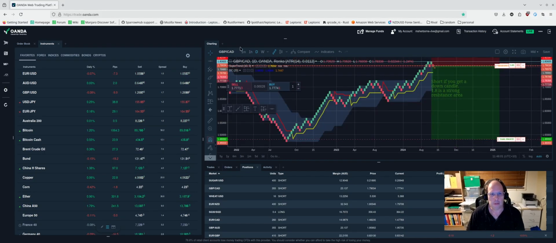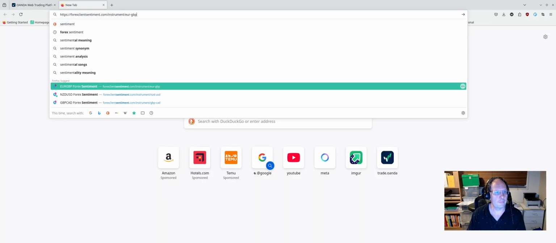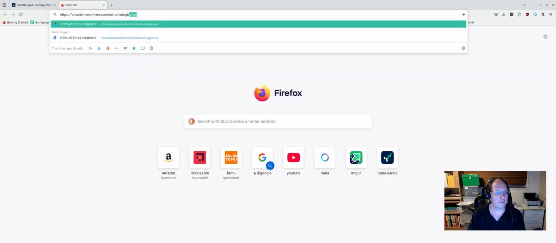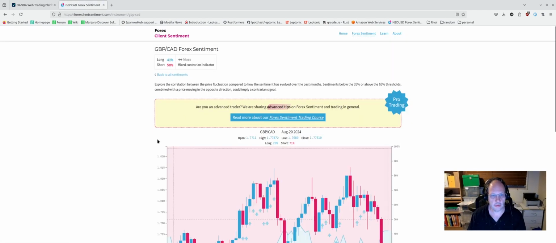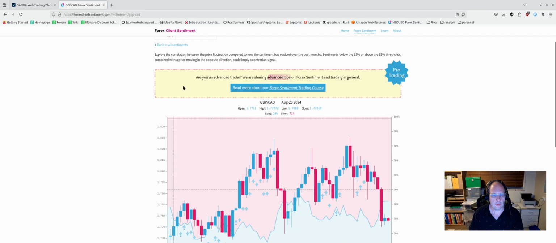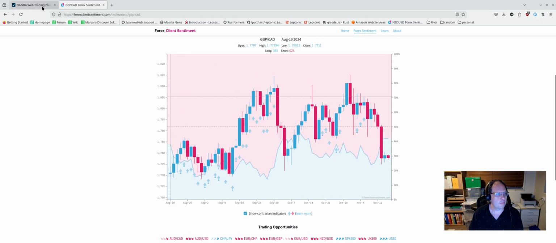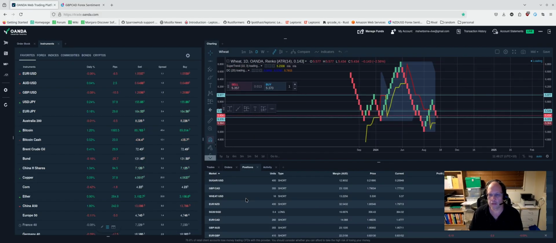Let's have a look at the sentiment for Great British Pound CAD. Last I checked, it was mixed. It's still mixed. Nobody knows what they're doing. Is there some comment on it? Nope. Okay, next trade is wheat US.